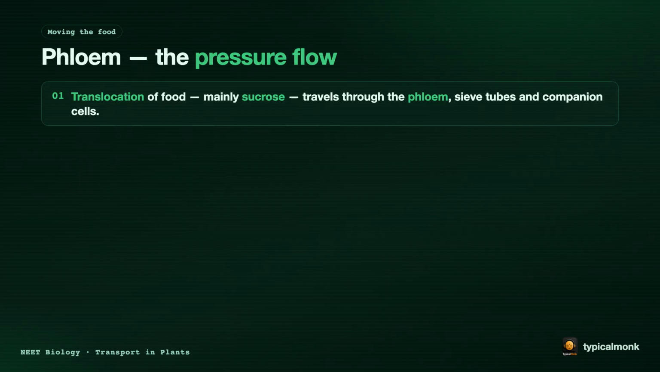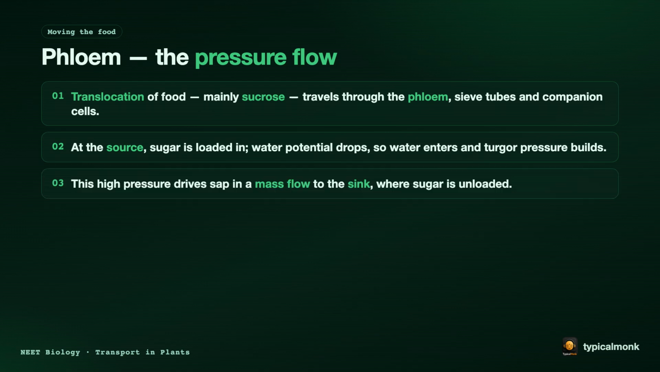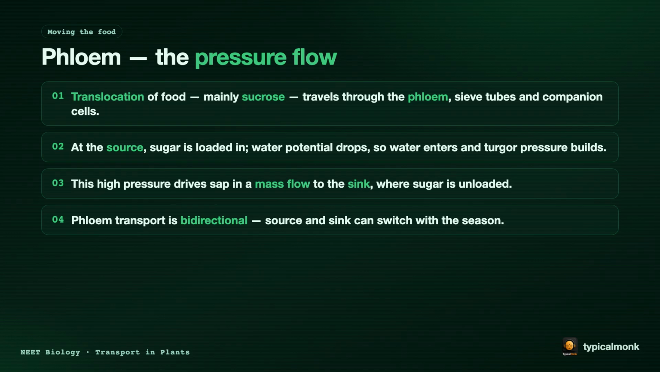Now, for moving the food. Translocation of food, mainly sucrose, travels through the phloem, the sieve tubes and companion cells. At the source, sugar is loaded in, water potential drops, so water enters and turgor pressure builds. This high pressure drives the sap in a mass flow toward the sink, where the sugar is unloaded. Phloem transport is bidirectional. Source and sink can switch with the season.